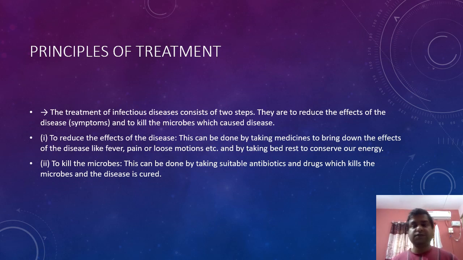Now, principles of treatment. How do we treat infectious diseases that cause infection? There are two steps. They are to reduce the effects of the disease and to kill the microbe. So, the first thing that we do is we look to reduce the impact of that particular microorganism that is causing the sickness. The next step, once you have contained the microorganism, that is prevented it from spreading further, is to kill whatever microorganisms are there, to eliminate them from our system.